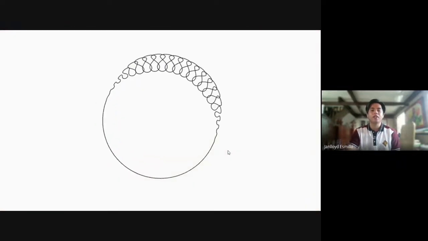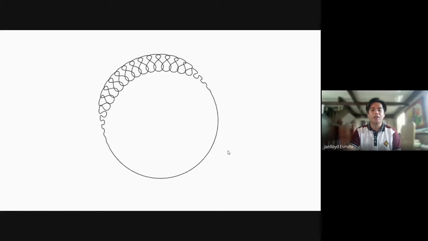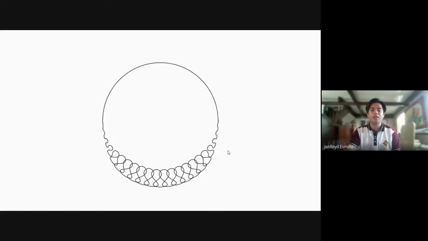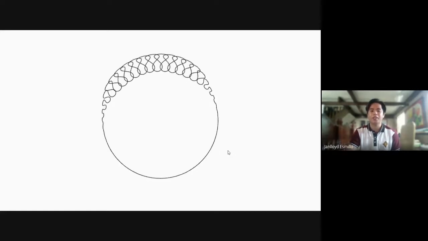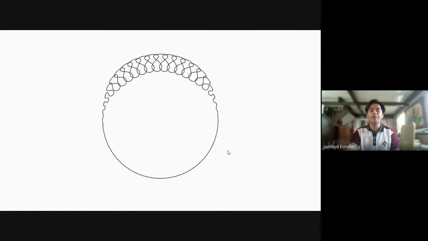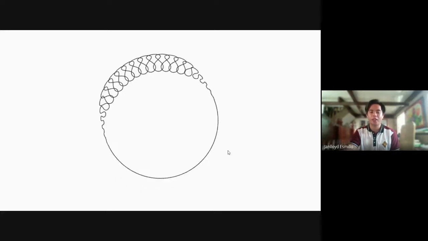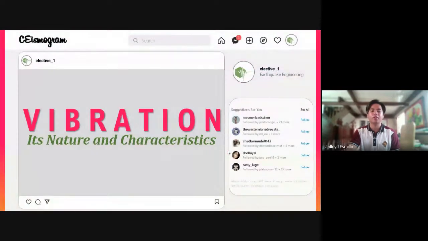Ayan. As seen in the presentation, it is a GIF, literally. And it follows a certain path. You will be figuring it out kung ano ba ang meaning ng GIF na yan. Yan, vibration, its nature and characteristics.